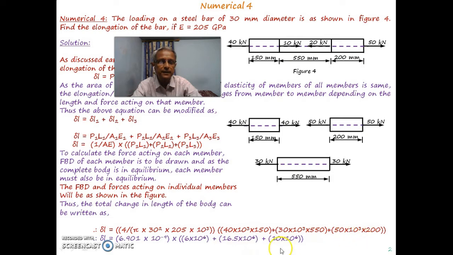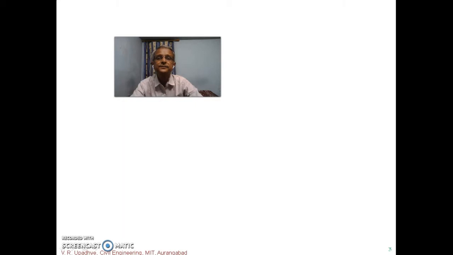And P3 L3 is something 10 into 10 to the power 6. So if we sum it together and multiply it by this part, that was 1 divided by AE, then what we'll get is delta L equal to 0.2243 millimeter. So this is the total change in length of this complete structure given for the analysis. So this numerical we have discussed in the last lecture, and we will go further with one more numerical.